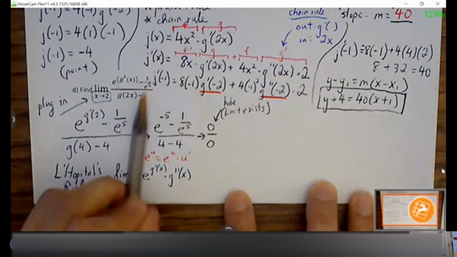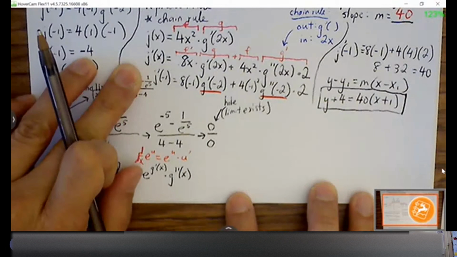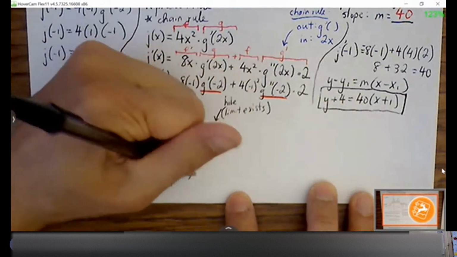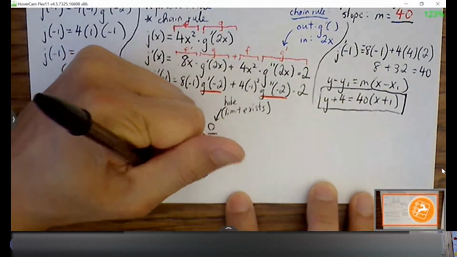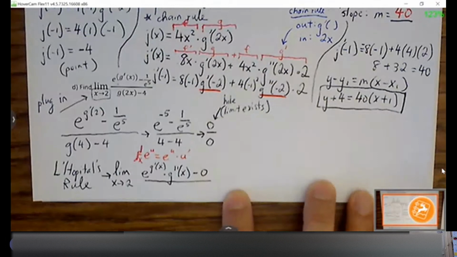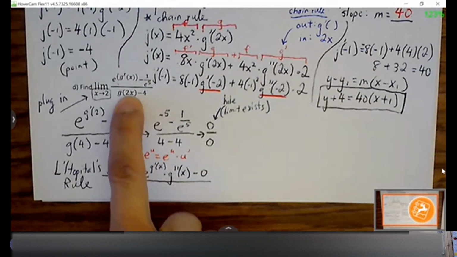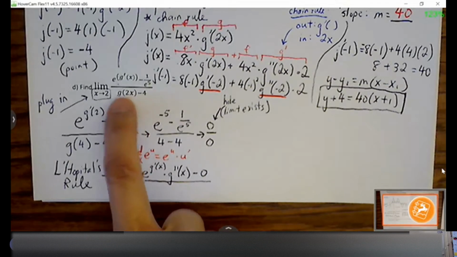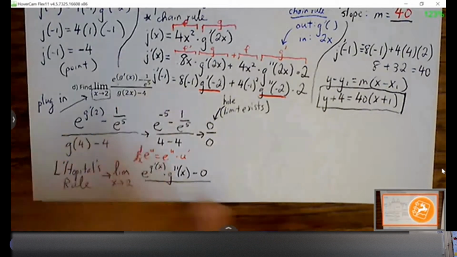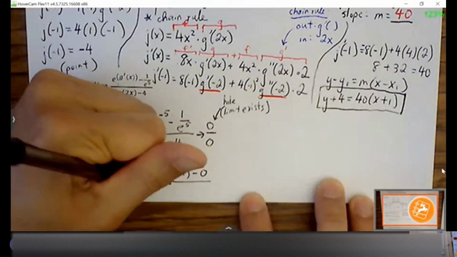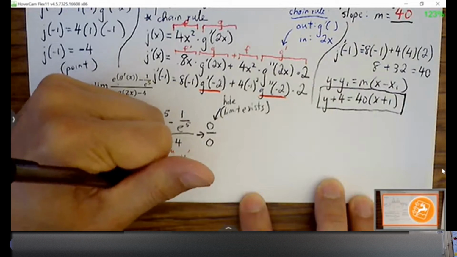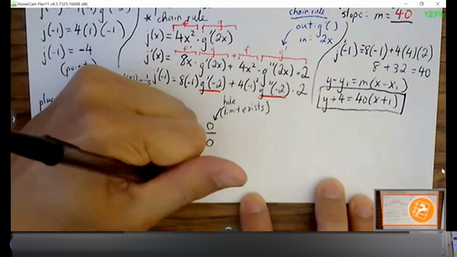1 over e to the 5th. This looks messy, but that's just a constant, right? So that constant is just going to drop out to be 0. Okay. Next up, we need to find the derivative of g of 2x. This is a little bit of a chain rule. So outside's derivative times inside's derivative. So we have first up, it's g prime of 2x times 2. And then the 4 goes away to 0 as well.